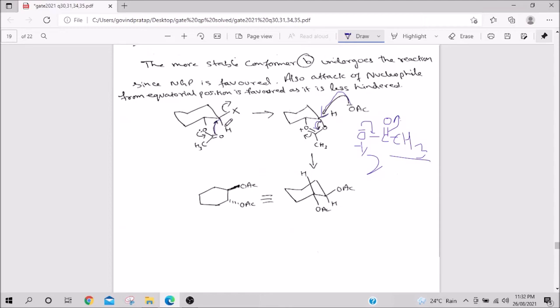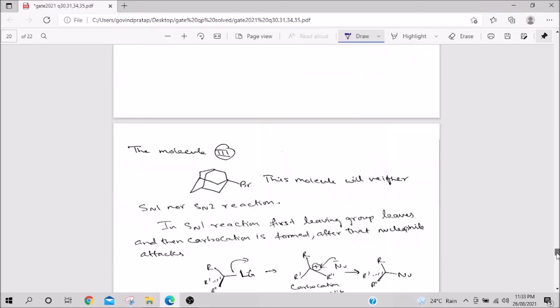So if this OAc would not have been there, this reaction would have been very tough, that OAc minus will go and attack and remove a halide. This would have been very, very tough. But now because of this NGP, neighboring group participation or anchimeric assistance due to NGP, this is very, very easy, and definitely this will undergo nucleophilic substitution reaction.